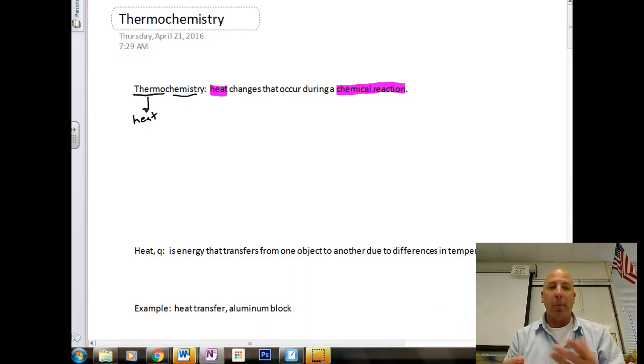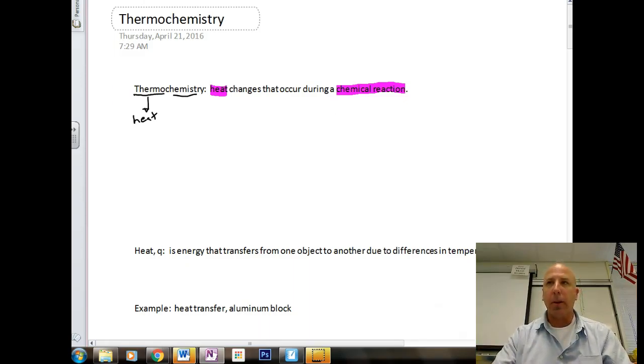You may have noticed in lab, sometimes we mix chemicals together and suddenly the beaker feels hot, or maybe it feels cold. That would be an example of thermochemistry. Also, lighting a Bunsen burner and having it heat up anything, a beaker of some solution, that would also be considered thermochemistry, as we're changing heat and things like that.